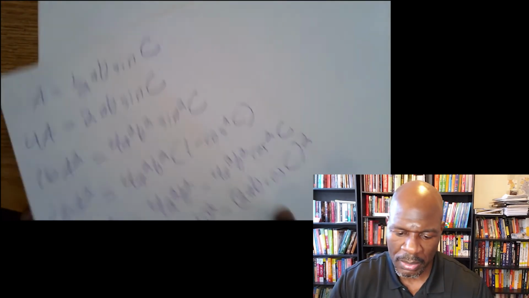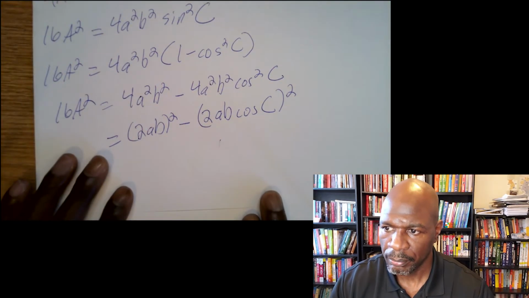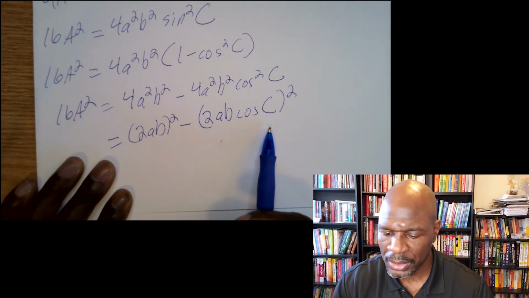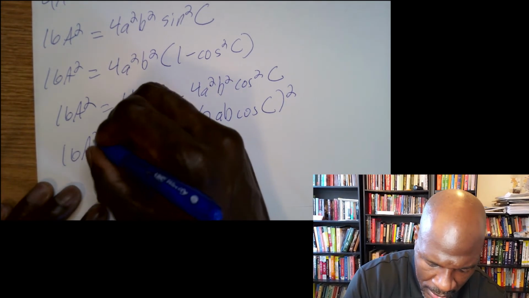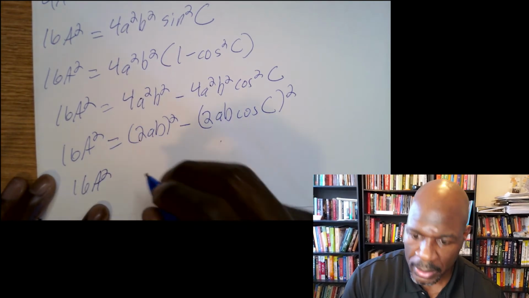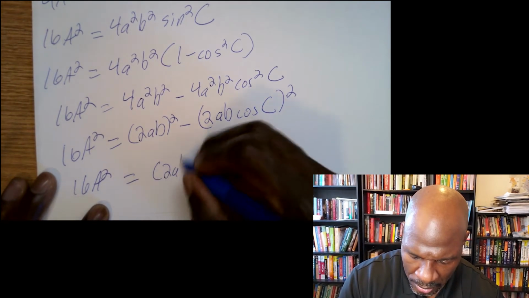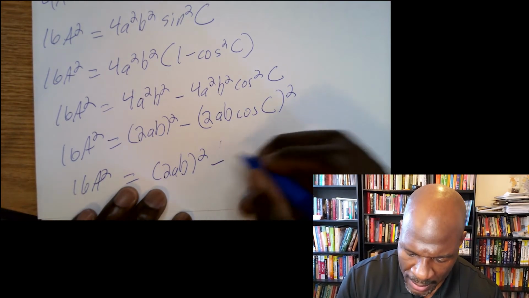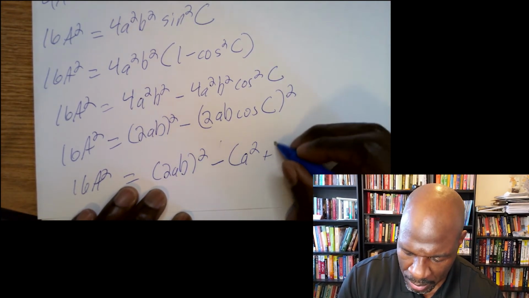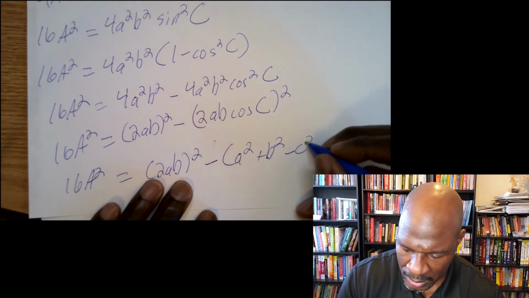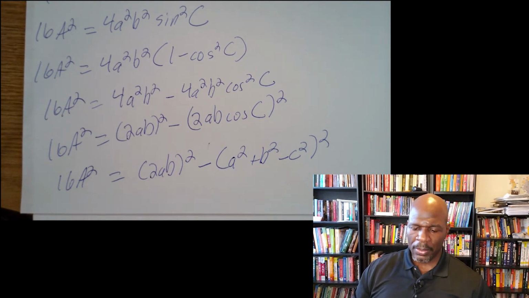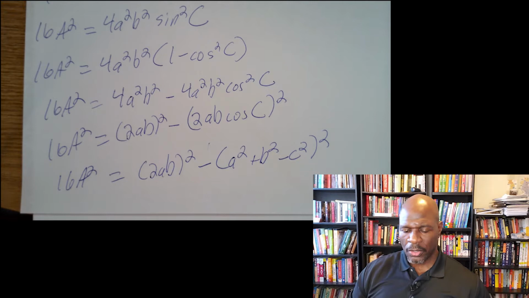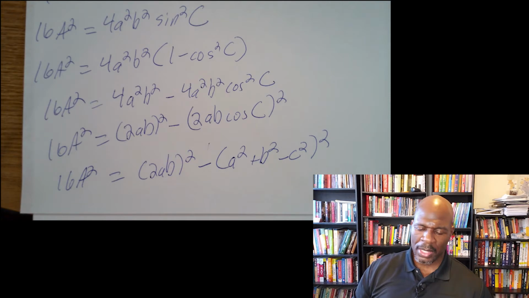So let's go back to this paper. And again, let's turn this 2ab cosine c into a squared plus b squared minus c squared. So this is 16a squared. So 16a squared equals (2ab) squared minus (a squared plus b squared minus c squared) squared. All right, so now we have something pretty good. So our formula now is dependent only on sides, not on any angles.